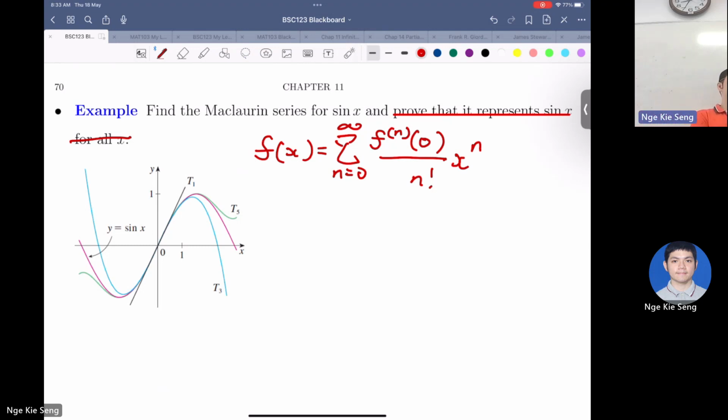Hey, by the way, have you guys checked the formula sheet? Okay, already. Familiarize yourself with that formula sheet.